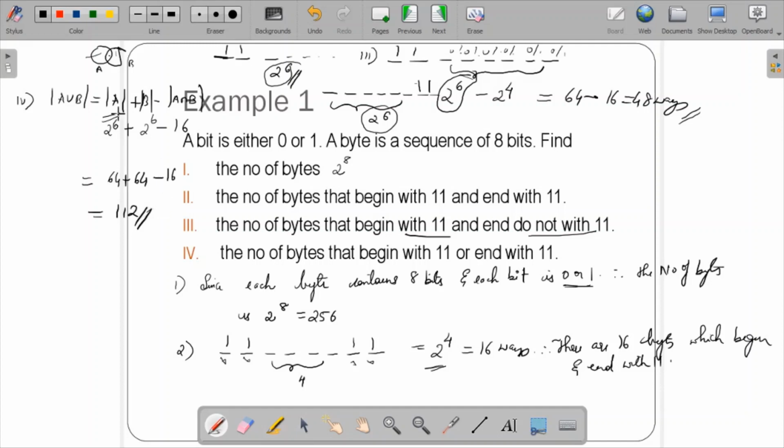Okay, so this is regarding A union B. I'll repeat the entire problem. A bit is either 0 or 1. A byte is a sequence of 8 bits. So remember, a byte is always a sequence of 8 bits, which are filled by bits, that is 0 or 1. Find the number of bytes.